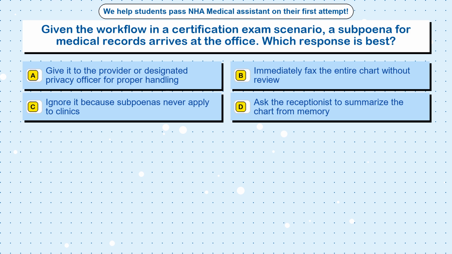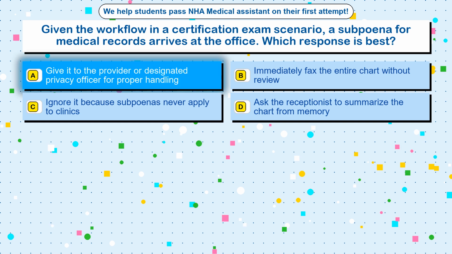Give it to the provider or designated privacy officer for proper handling. Option B. Immediately fax the entire chart without review. Option C. Ignore it because subpoenas never apply to clinics. Option D. Ask the receptionist to summarize the chart from memory. The correct answer is option A.